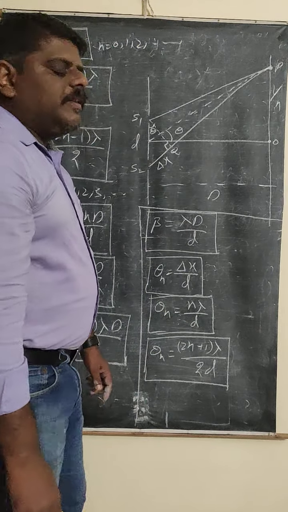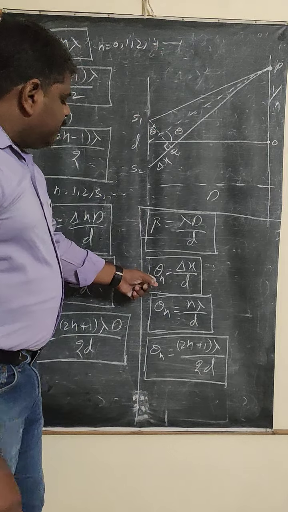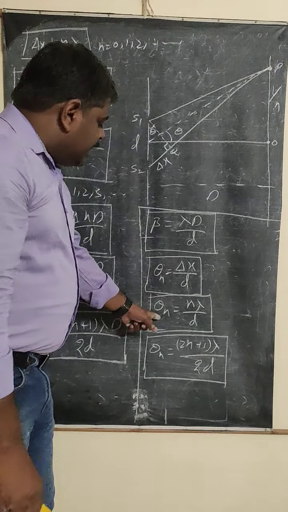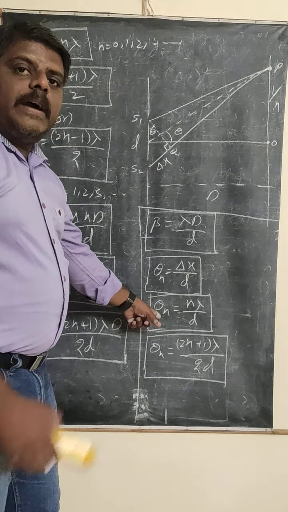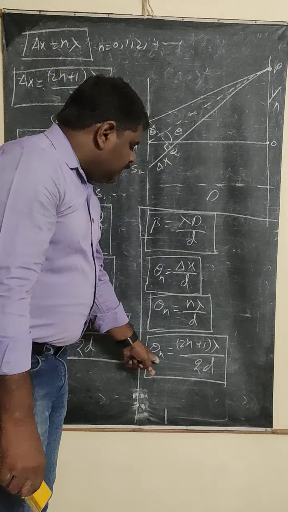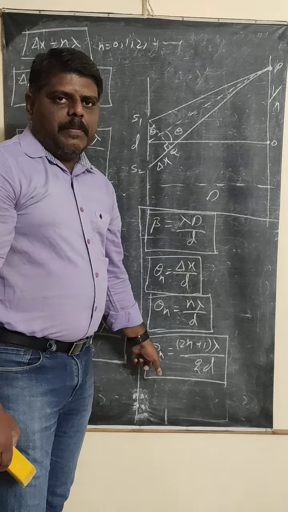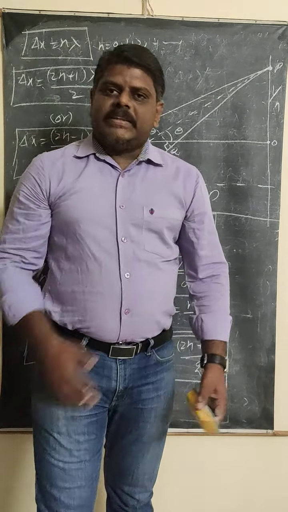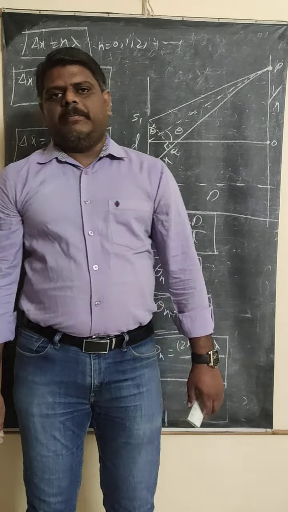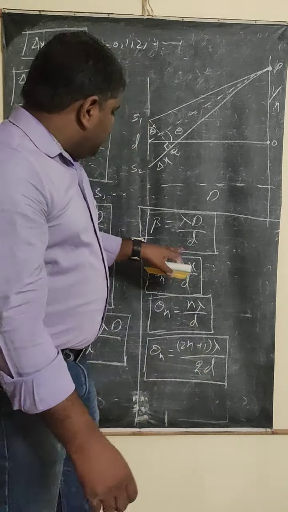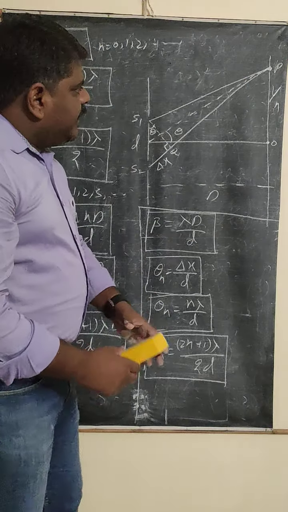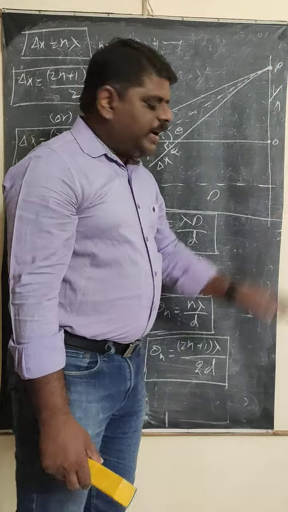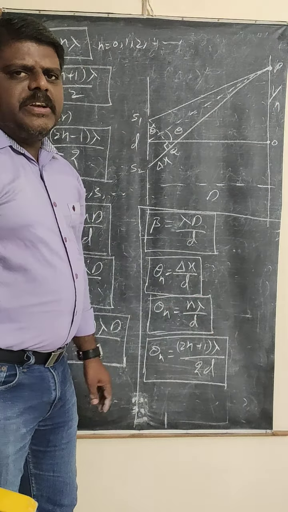These are the formulas you need to remember. What is theta n? The angular width of the nth band. This one is the angular width of the nth bright band, and this one is the angular width of the nth dark band. Now it is time to find the angular fringe width. This is also a very important formula you have to remember. This is the linear fringe width, meaning linear distance. Angular fringe width means radial. So for the angular fringe width, use the same definition.